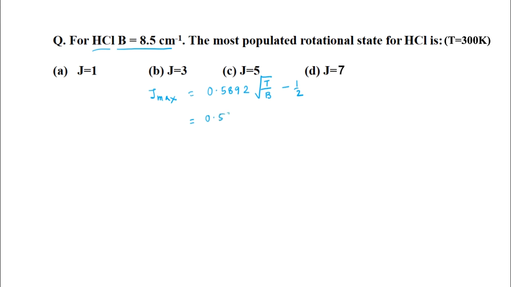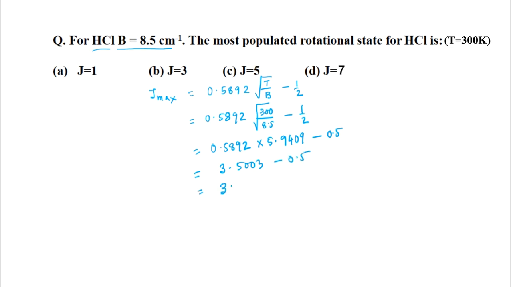So, we can write 0.5892 root over temperature. The temperature here is 300. So, 300 by B, that is 8.5, minus half. That becomes 0.5892 times 5.9409 minus 0.5. So, this becomes 3.5003 minus 0.5, which is 3.0003. So, the answer, which is the nearest integer, is J equals 3.